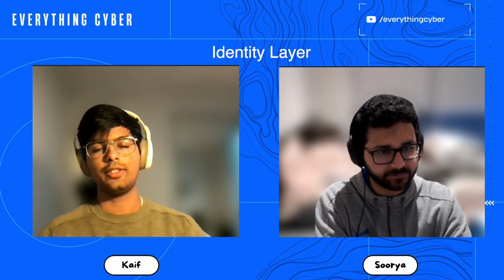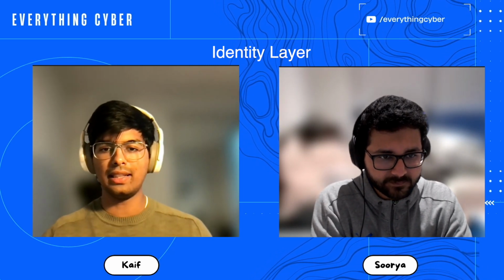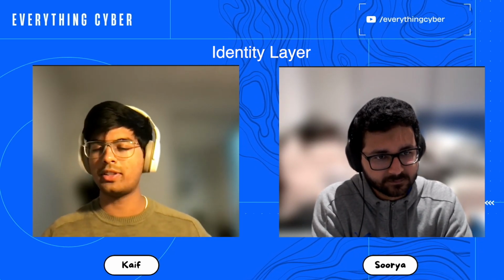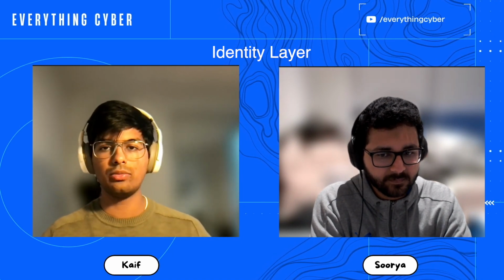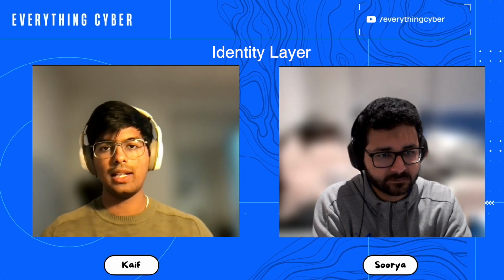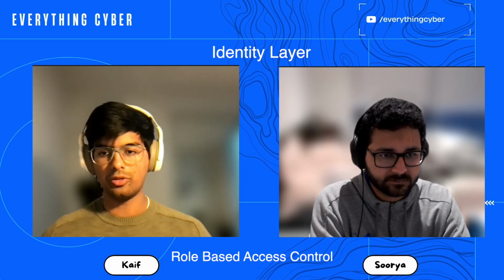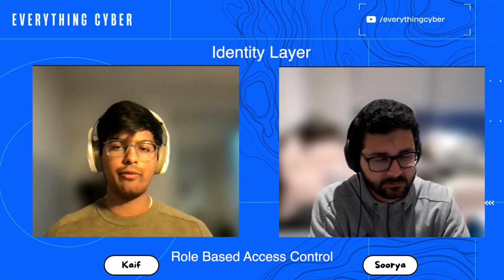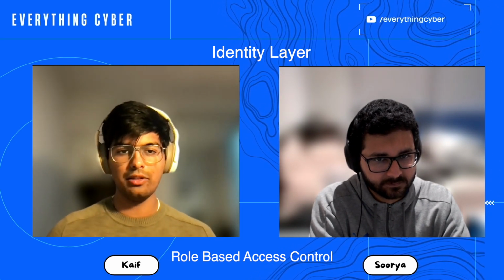Okay, so while we are on the identity layer, let's look at the second principle, least privilege, and come up with some practical ways we implement least privilege. The first one is role-based access control. To put it in a bit more layman's terms, let's say I am from the finance department and that's my role, right?